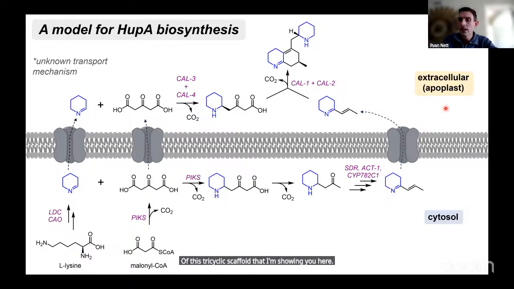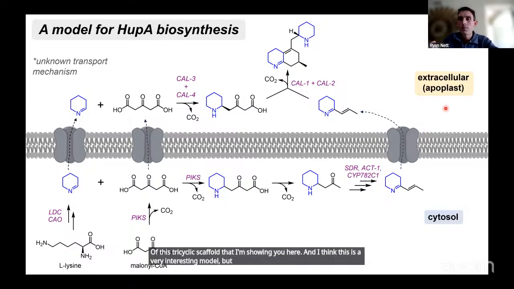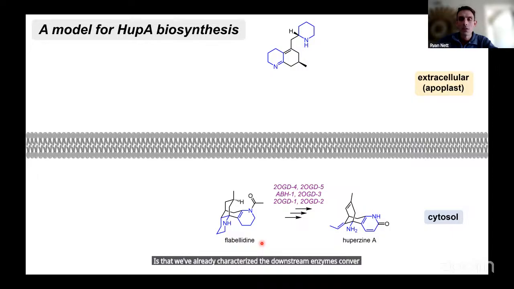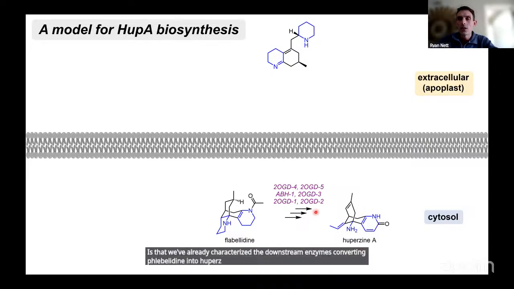And I think this is a very interesting model, but one thing that you might notice from a previous slide that I mentioned is that we've already characterized the downstream enzymes converting phlegmarine into huperzine A, and all of these proteins are in fact expected to be localized to the cytosol.